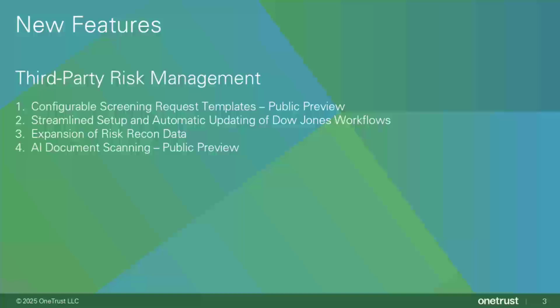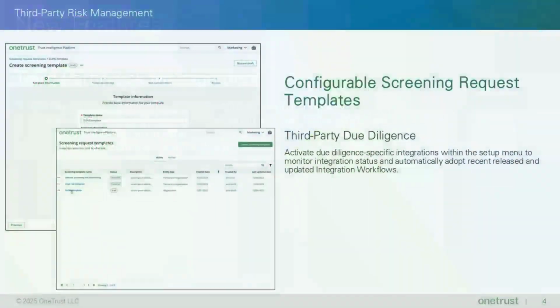The first feature, Configurable Screening Request Templates, is now available in public preview, and Streamlined setup and management of Dow Jones integration workflows is now generally available. In the third-party risk exchange product, there is one new feature in this release, expansion of RiskRecon Data, which is now generally available. Finally, for our third-party risk management product, there is one new feature, AI document scanning, which is now available in limited public preview. Let's get started with the new features.